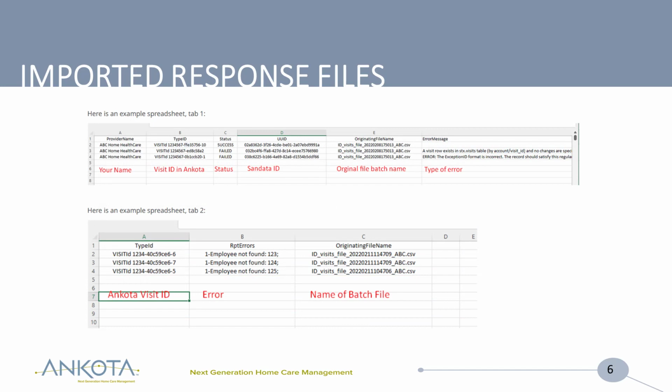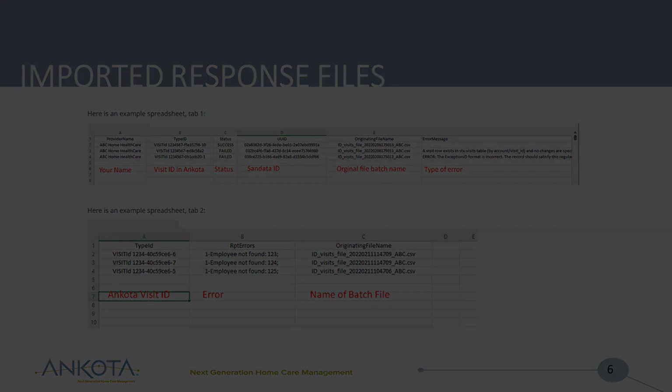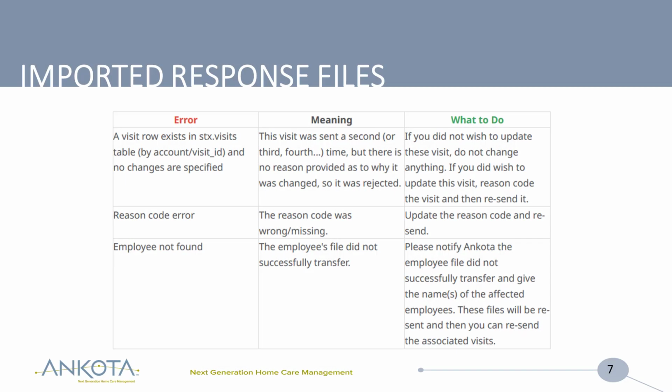These imported response files have two tabs. Tab 1 provides data errors. Typically, these are errors that you can resolve. Tab 2 provides formatting or data delivery errors. Typically, you should report these to Ankota for assistance in resolving them. Again, once you see the errors, it's time to fix them. And there are three main categories of errors, which require three different kinds of fixes.